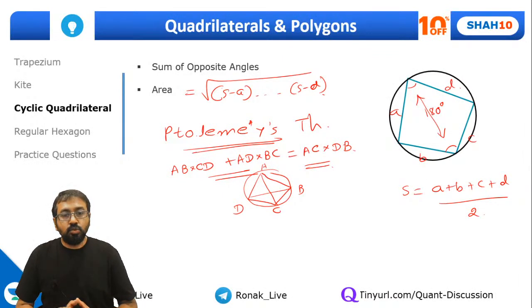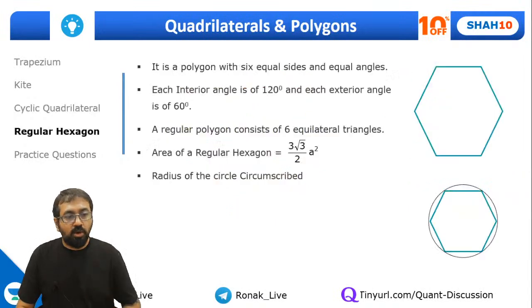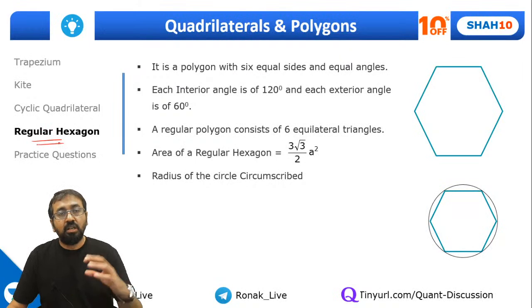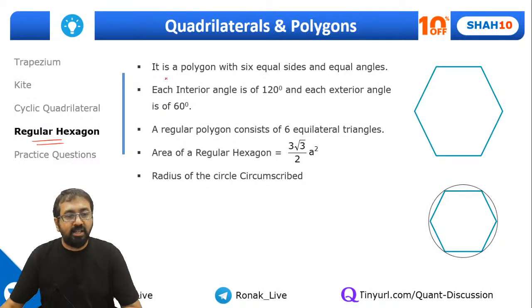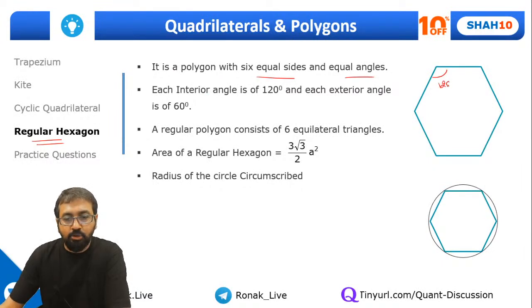So guys, this is what we had to mainly discuss about quadrilaterals. Now we need to understand the regular hexagon, because questions have been asked on the regular hexagon. So it's a polygon with 6 equal sides and equal angles. So each angle will be 120 degrees, the sum of all angles is 720 degrees, and each side will be the same, right? This is a regular hexagon.